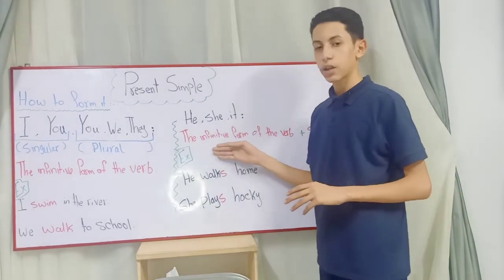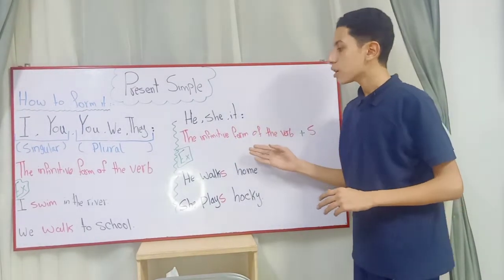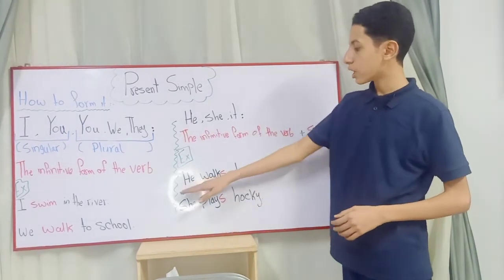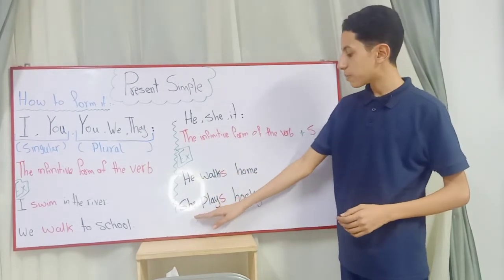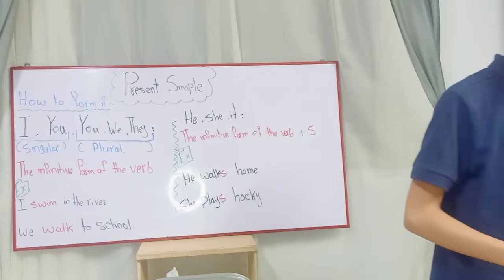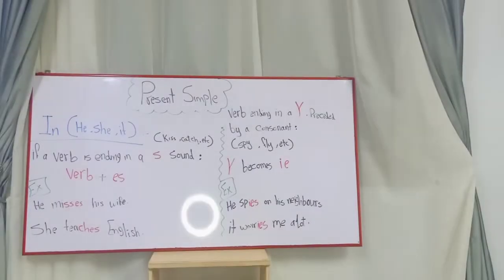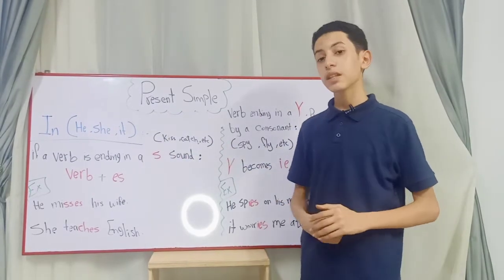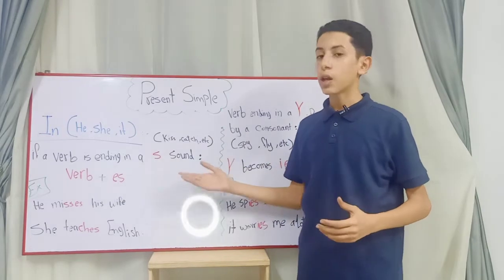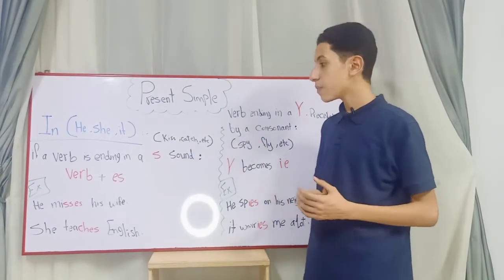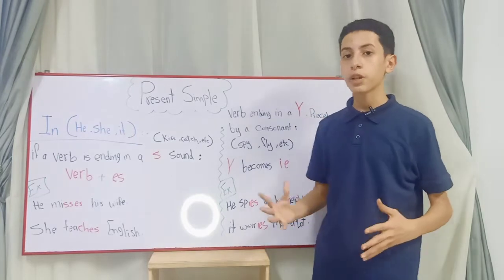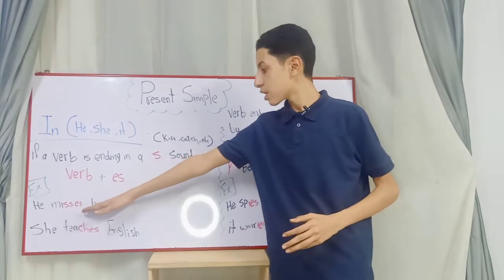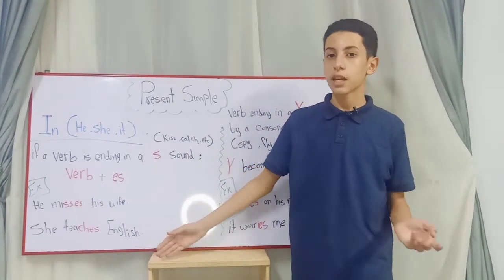Okay, let's go to the second part: he, she and it. Here we use the infinitive form of the verb plus s. For example, he walks home, she plays hockey. Okay? So with he, she and it, if the verb ends in an s sound like kiss, catch, etc., we put the infinitive form of the verb plus es. For example, he misses his wife, she teaches English.